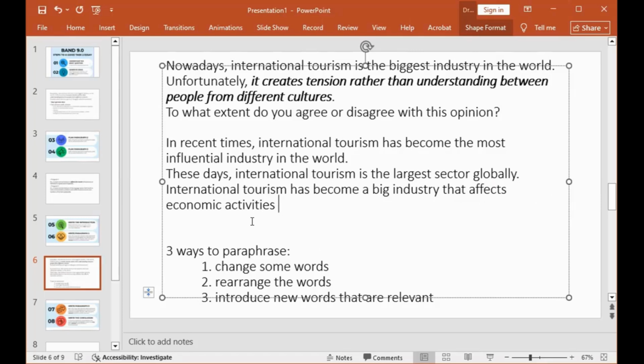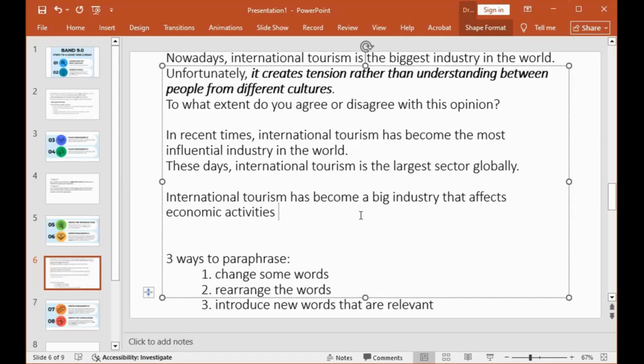Can you help me finish it, Uchechi? International tourism has become a big industry that affects economic activities around the world. Thank you very much. Around the world today. So let's add that last part: that affects economic activities around the world today. Or we can say in many parts of the world today.